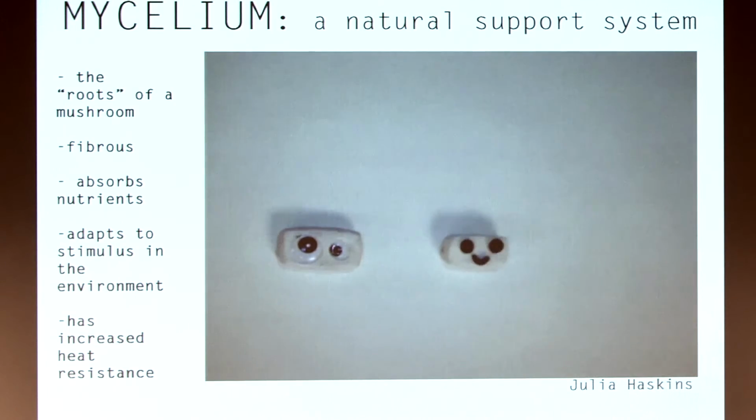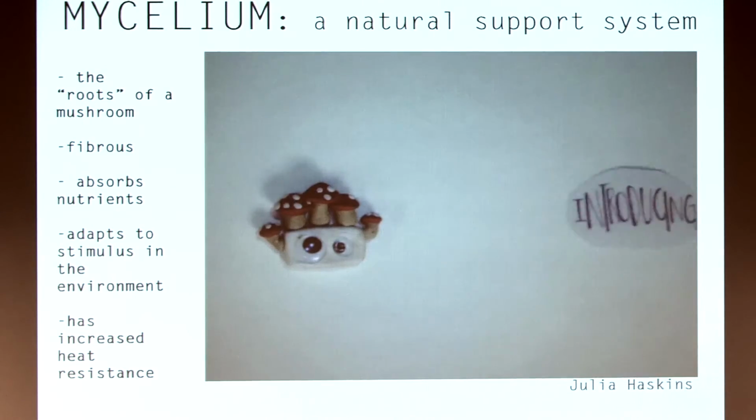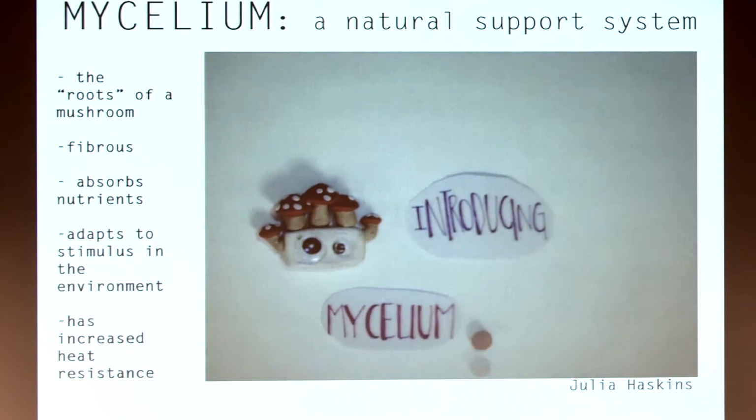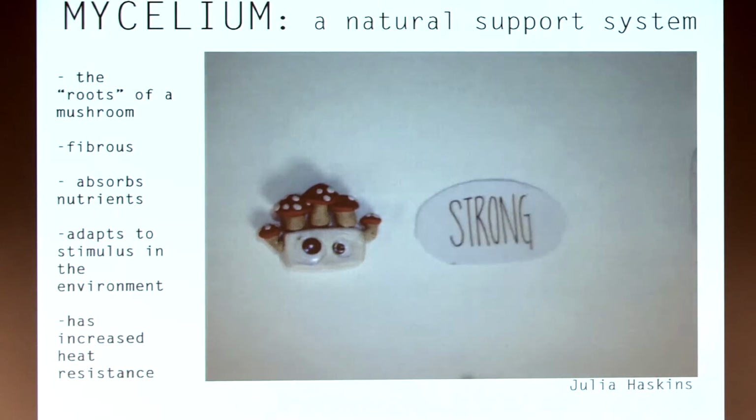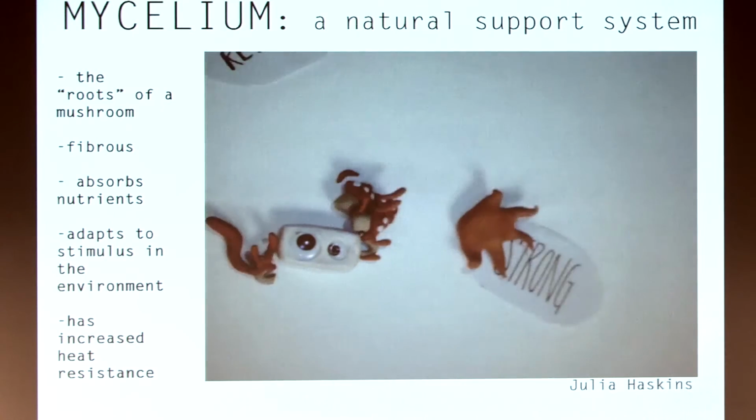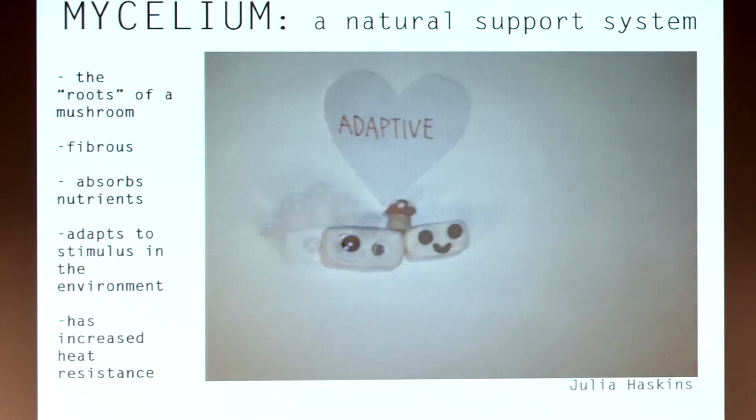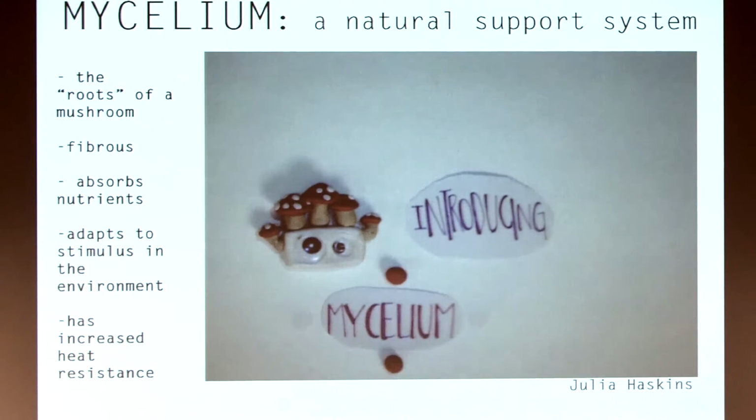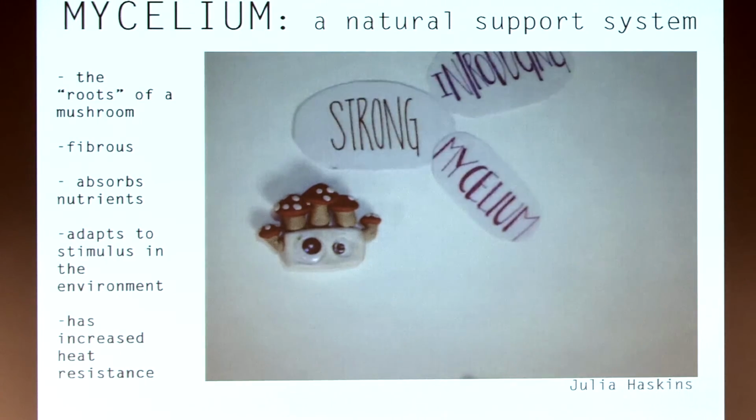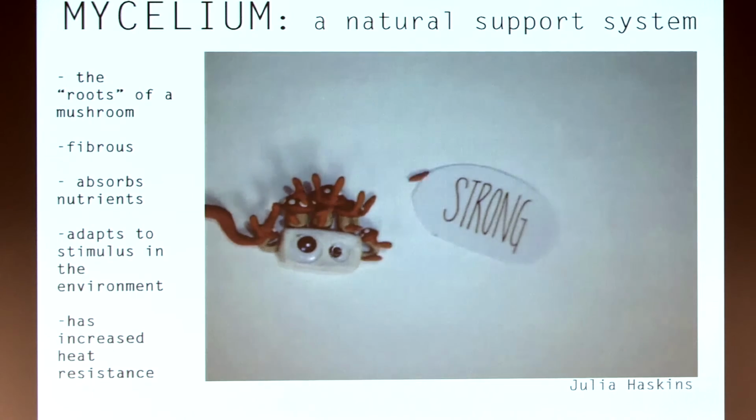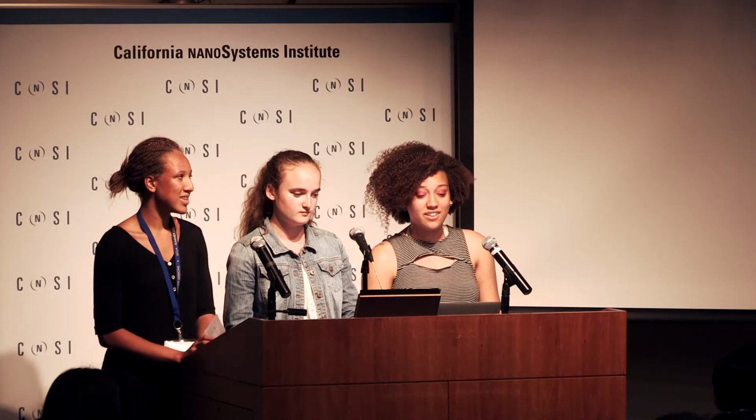But we chose to use mycelium that grows on wood, so wood fungus mycelium, because it has a high heat resistance, and this is to protect against possible combustion of our product. And it naturally absorbs water and nutrients from the soil, so we would find a way to biologically engineer it so that the plant could also benefit from the mycelium's absorption.